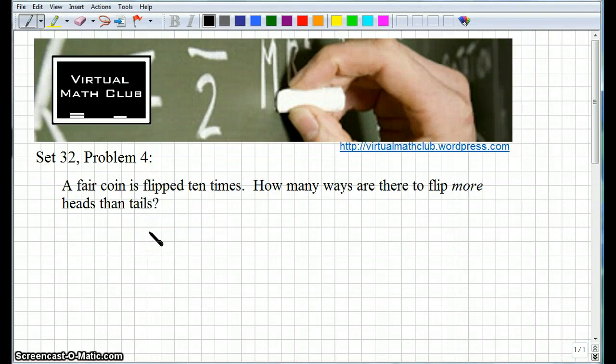Problem number 4. A fair coin is flipped 10 times. How many ways are there to flip more heads than tails? Alright, well, I'm going to show you a couple different ways to do this.